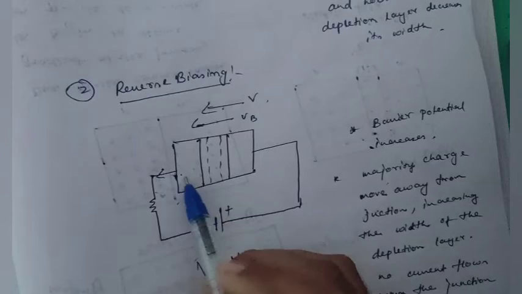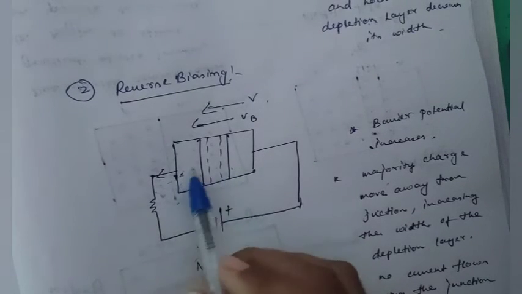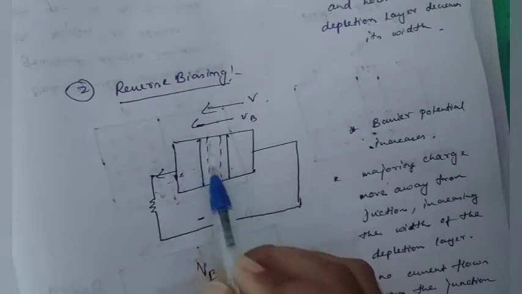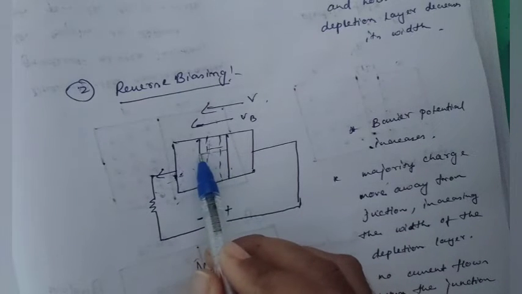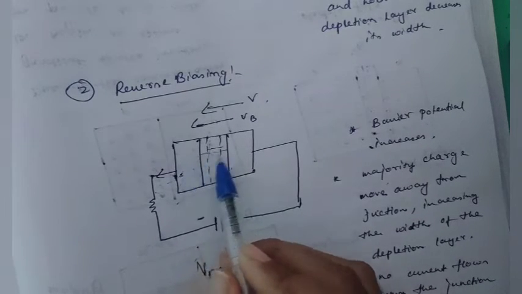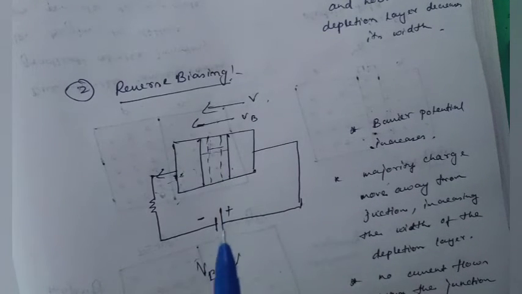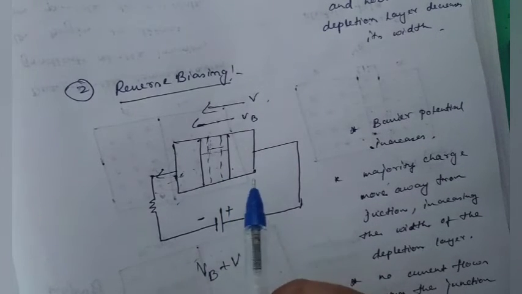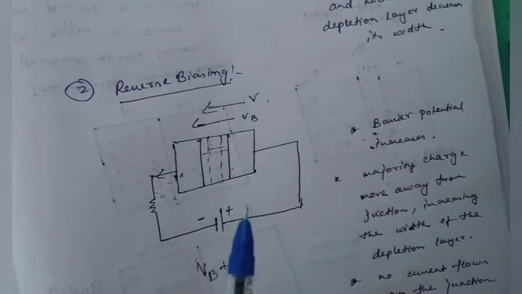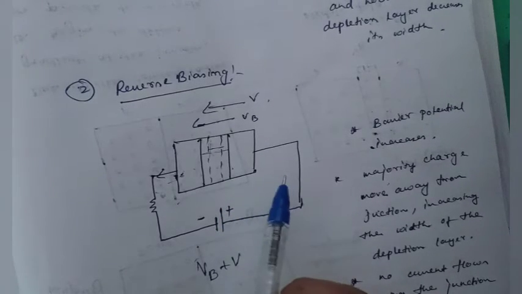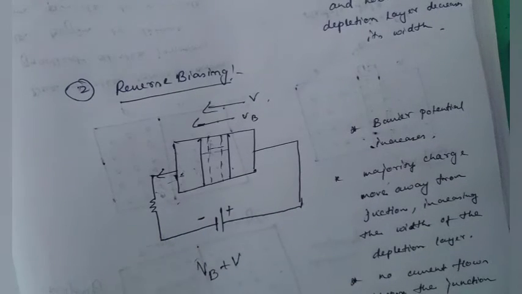The majority charge carriers will move away from the junction, increasing the width of the depletion layer. Here the earlier width is up to this and it increases to this. So with the increased width of the depletion layer, the resistance of the PN junction becomes very large, and then no current flows across the junction due to the majority charge carriers. But for minority charge carriers, there will be little conduction.